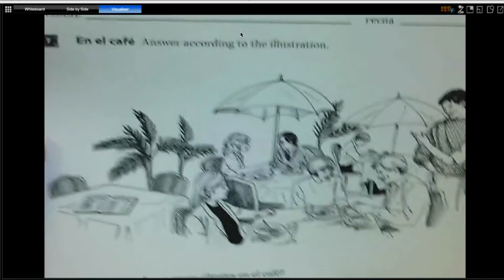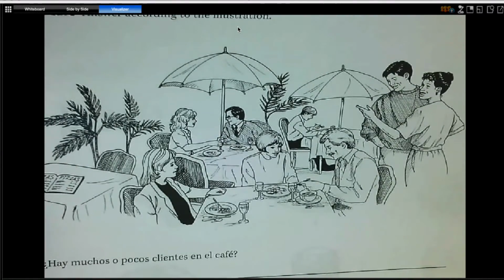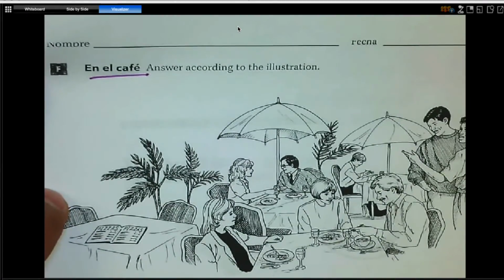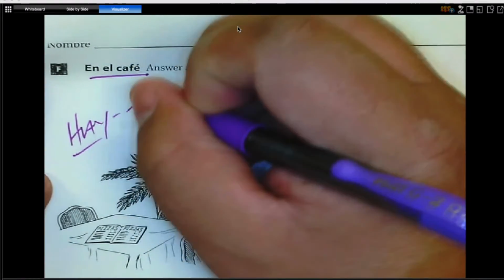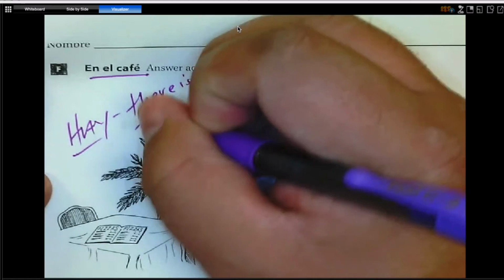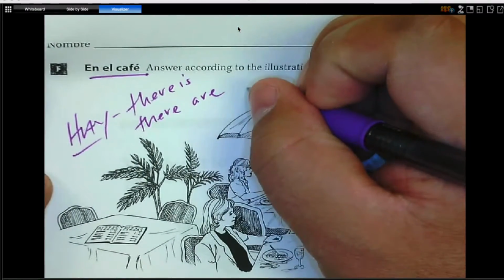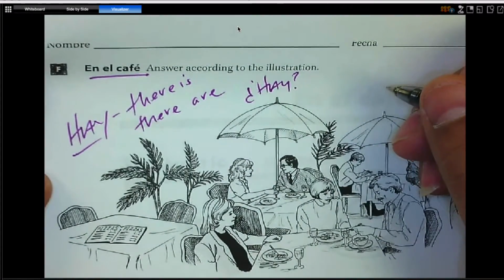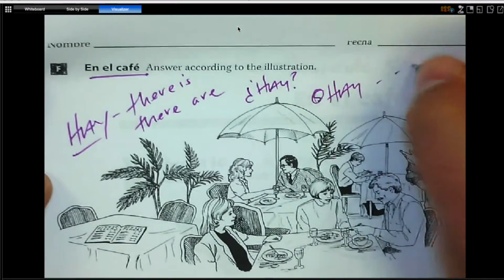Okay, activity F, answer according to the illustrations, right? So you have a picture here of these people in a cafe. You know that because the title is En el Café, right? It's using the word hay, okay? Hay means there is or there are. It's not a verb, but it acts like a verb. So if I have a question mark, hay means is there or are there? And then I would say there are, and then whatever I need to answer.